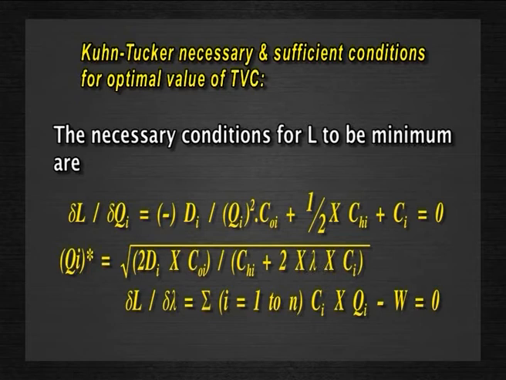Delta L by delta lambda is equal to summation of i equal to 1 to n, Ci into qi minus F equal to 0.